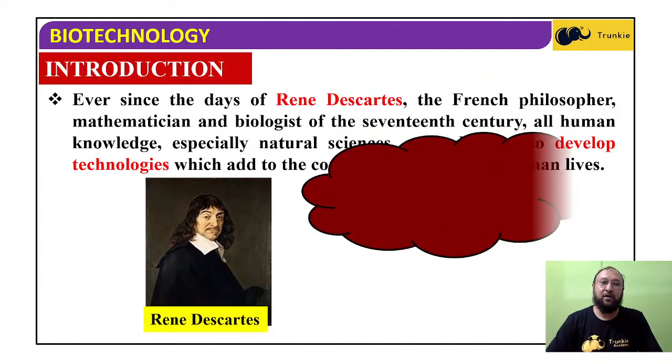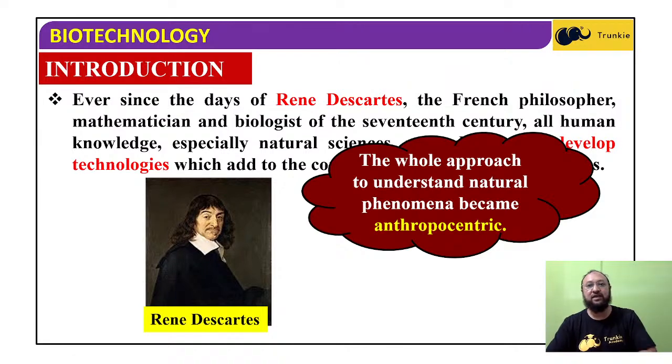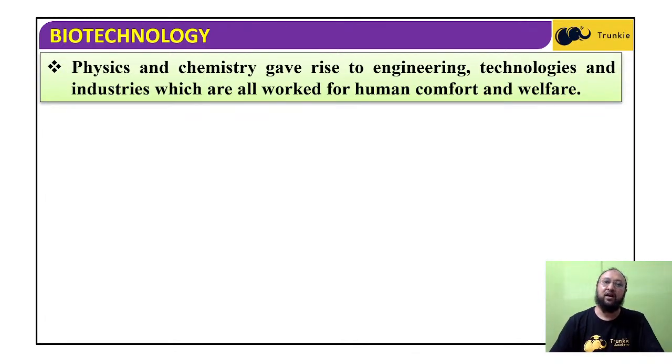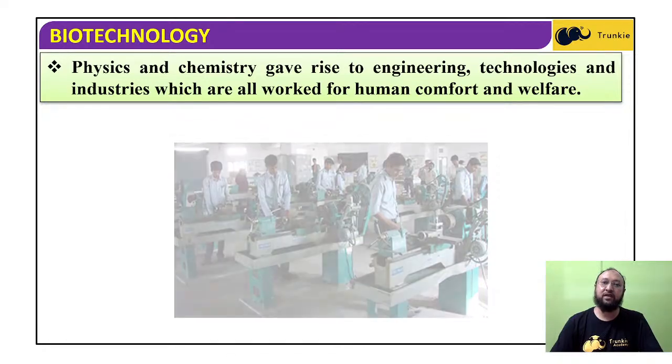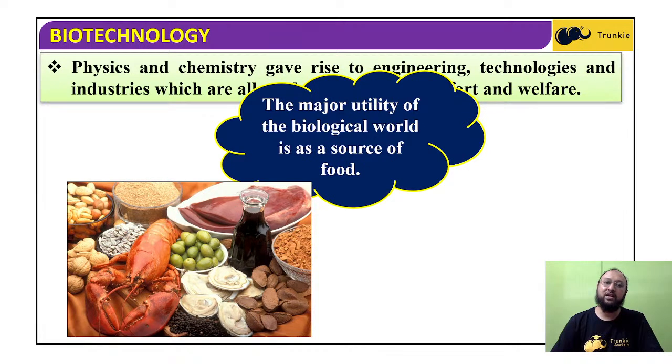Now with Rene Descartes, the whole approach to understand natural phenomena became anthropocentric. That means physics and chemistry gave rise to engineering, technologies and industries, which all worked for human comfort and welfare. The major utility of the biological world is as a source of food, and also in medicine.